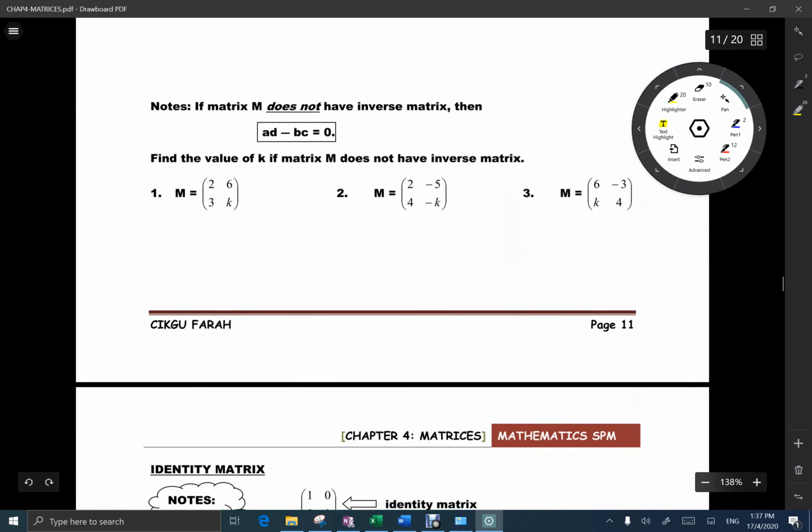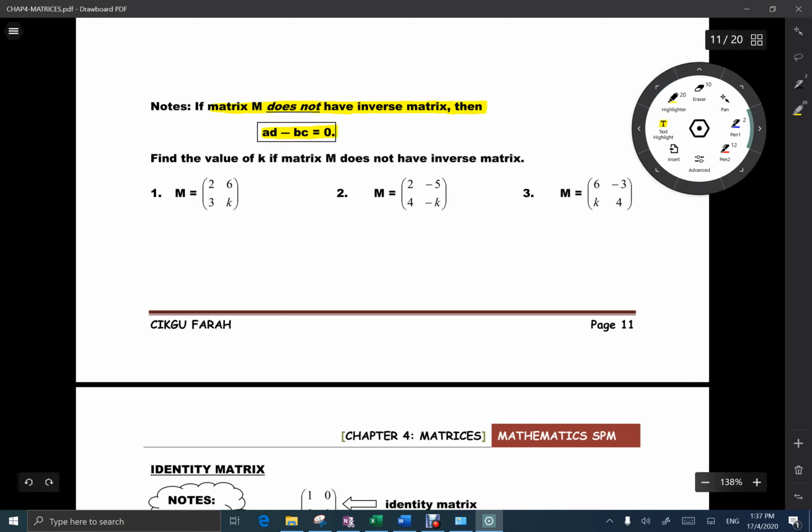Okay, now I nak ajar this one. Usually kita belajar matrix tu ada inverse kan? Okay, so kalau ada inverse, what is the formula to find inverse matrix? It must be 1 over determinant, right? Okay, but this time, sometimes the question akan tanya, dia akan beritahu, dia kata the matrix does not have inverse. So how to find if the matrix tak ada inverse? Okay, now, notes, if matrix M does not have an inverse matrix, then AD minus BC equals to 0.